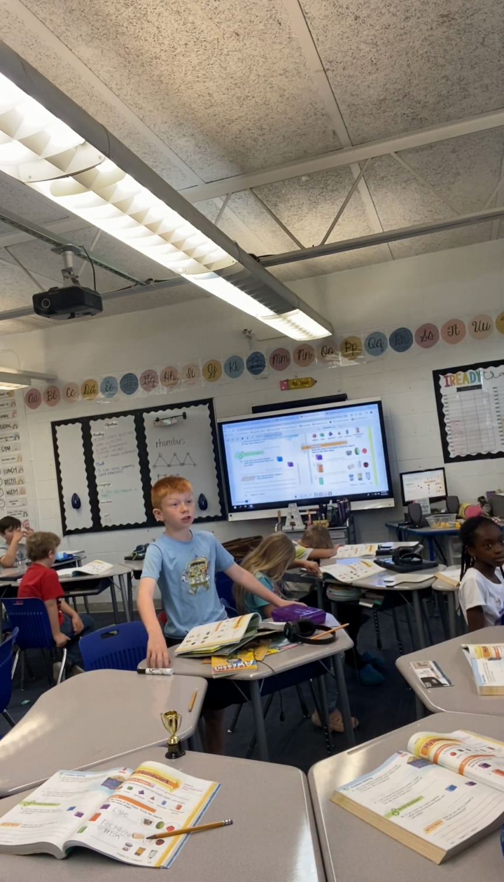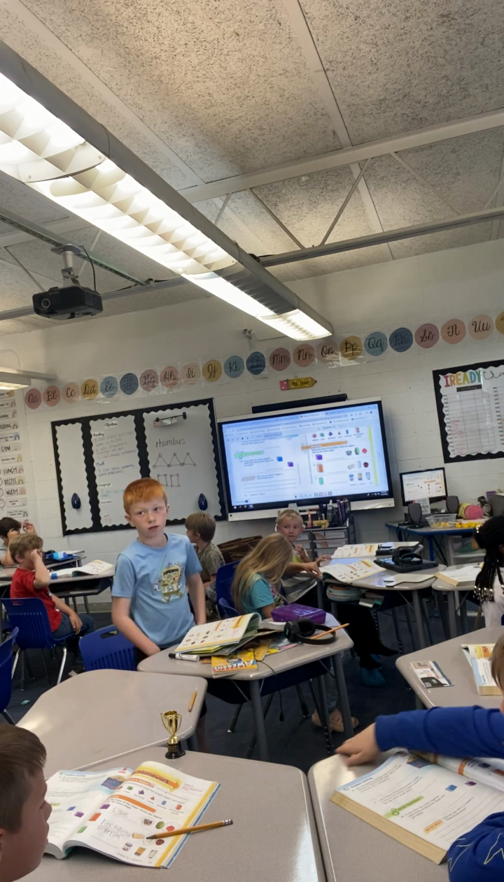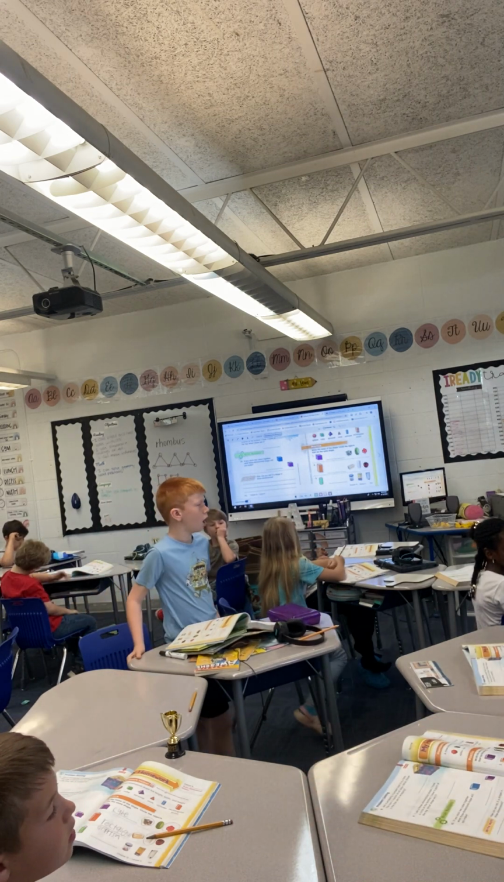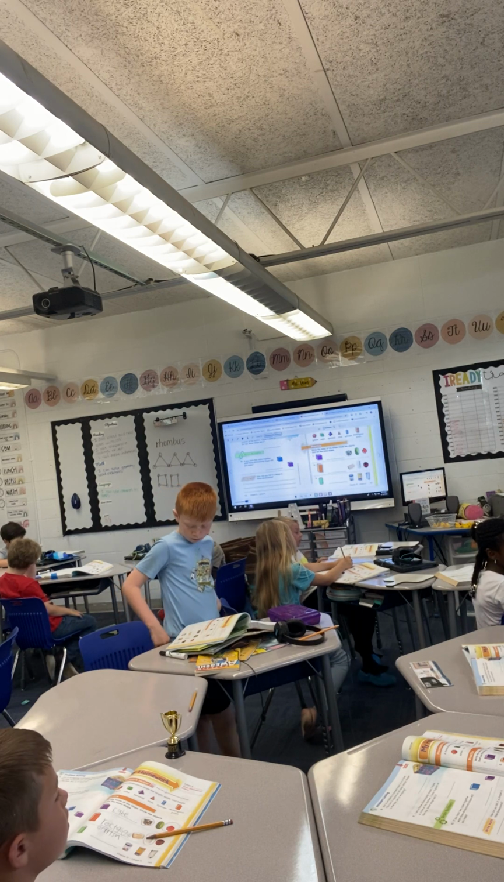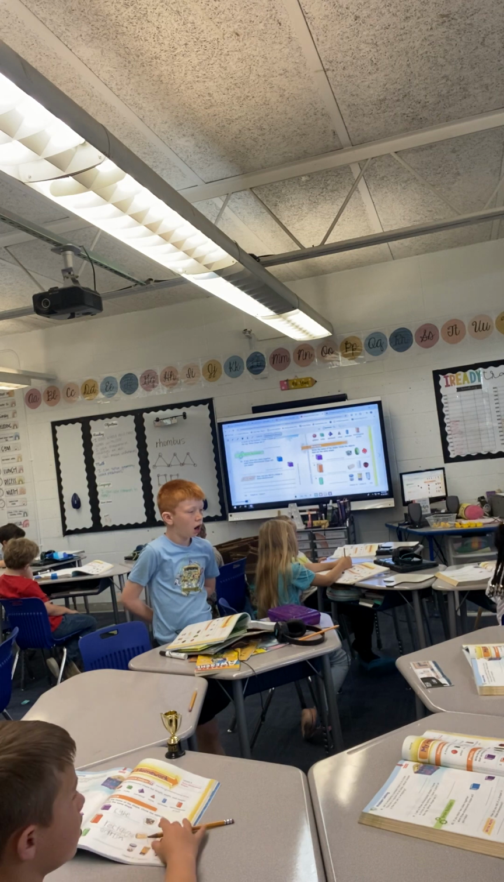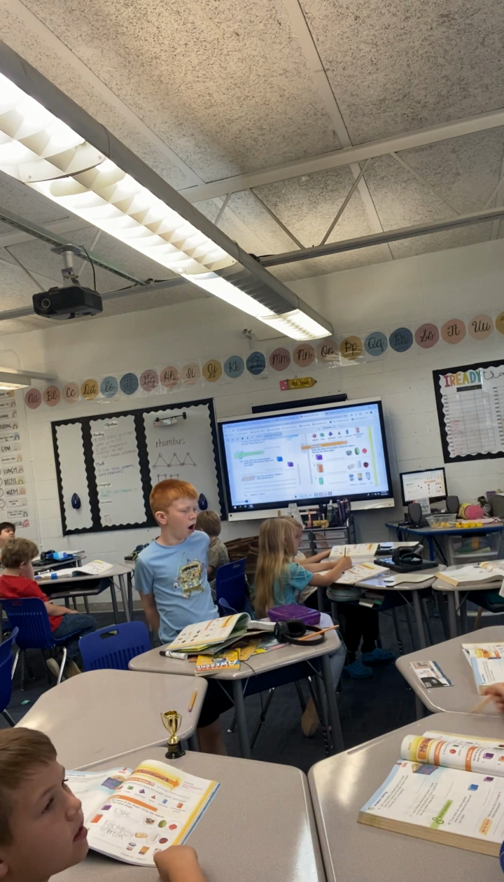Cylinder. Wait, I guess it looks like trapezoids. Yes, that's true. Landon, do you see another picture there that might fit a rectangular prism example? The stick of butter. I agree with that. I would say that that's a rectangular prism. What do y'all think? Yes, that is.